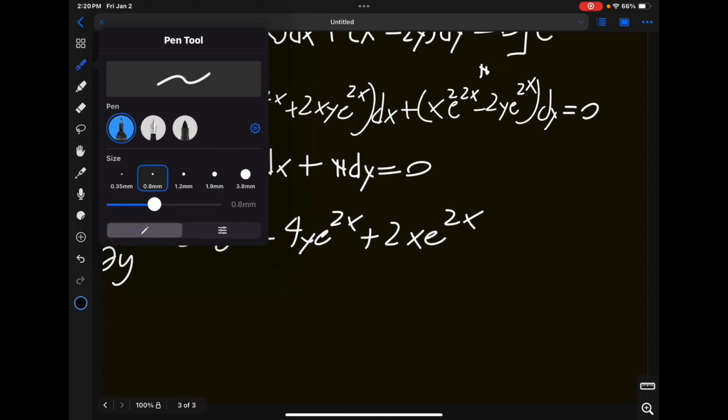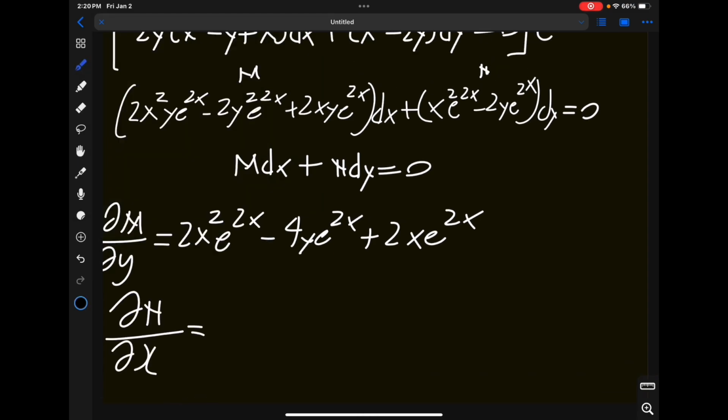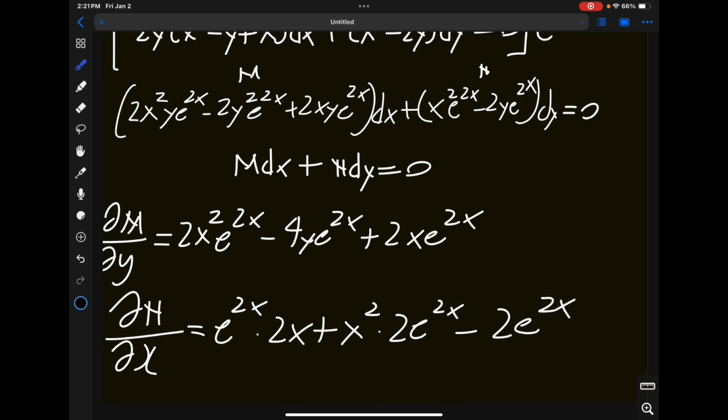Now we solve for the partial derivative of N with respect to x. Since it is with respect to x, we treat the y term as constant. Since it is x squared multiplied by e to the 2x, we use the derivative product rule. Never mind, I was planning to do a shortcut, but let's just do it step by step. So e to the 2x times 2x plus x squared times 2e to the 2x minus 2e to the 2x.